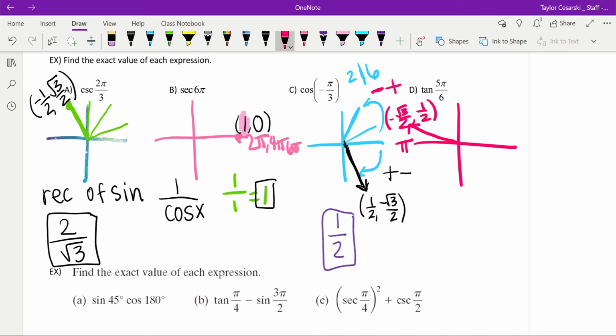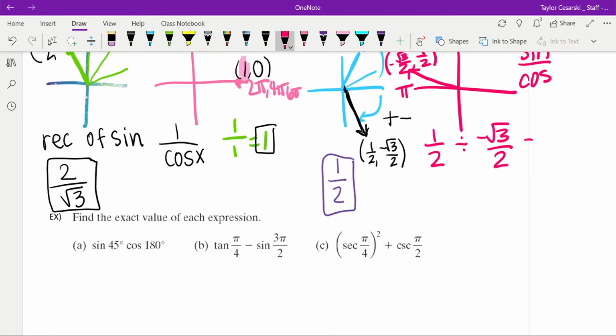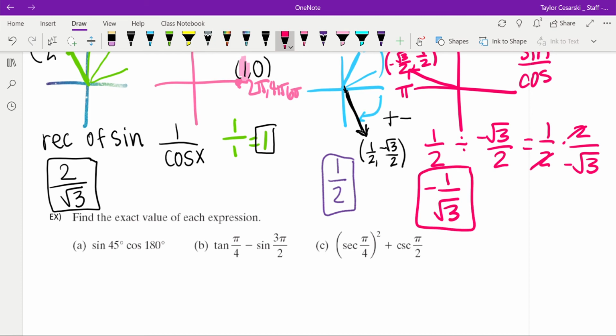All right, now tangent is sine over cosine. So 1/2 divided by negative square root 3 over 2. Keep change flip. 1/2 times 2 over negative square root 3. So negative 1 over square root 3. And again, you can leave radicals in your denominator.